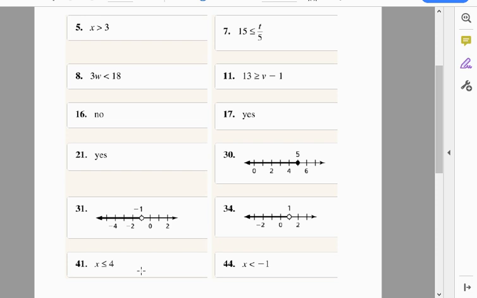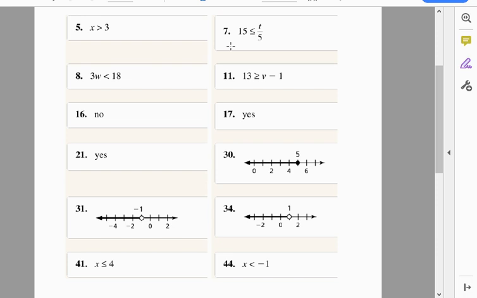This section was mostly on translating and just graphing answers that are already supplied to you. So the first section shouldn't have been too bad. 5 is x is greater than 3. 7 is 15 is less than or equal to t divided by 5. 8 is 3 times w is less than 18. 11 is 13 is greater than or equal to v minus 1.